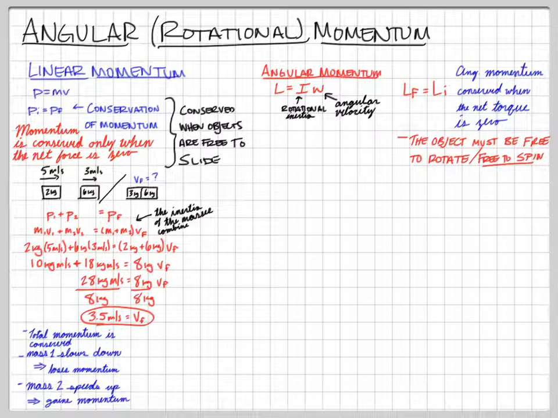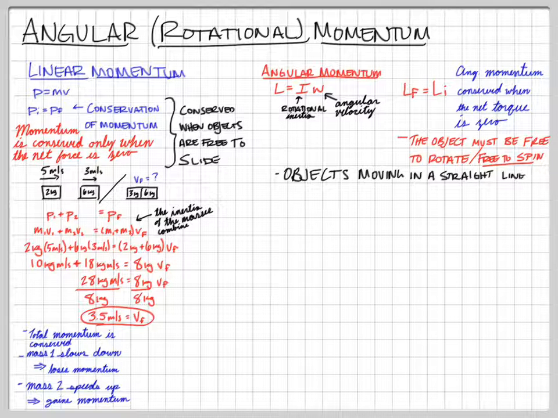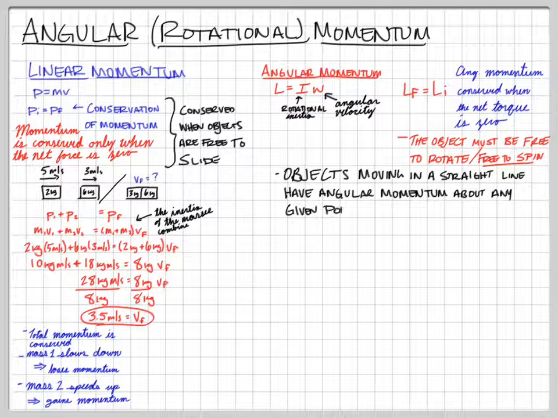So what we're looking for is free to spin, free to rotate for angular momentum. Now, another thing, and this may be one of the more difficult parts of this to understand, is that anytime we have an object moving in a straight line, it's going to have an angular momentum. But angular momentum is always in relation to a point. So objects moving in a straight line have angular momentum about any given point. So we're going to go through this because we're going to have straight line objects running into spinning objects.